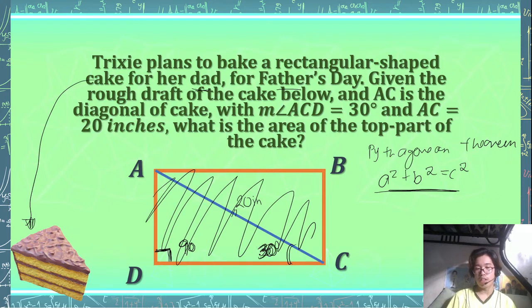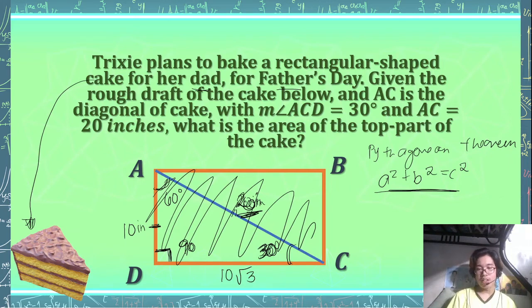as mentioned in the given. So if this is 30 and this is 90, therefore this is 60. And therefore we have a very special case, a very special right triangle. We call it the 30, 60, 90 triangle. So if the hypotenuse is 20, therefore the side opposite 30 is just going to be 10 inches, and the side opposite 60 is going to be 10 square root of 3.